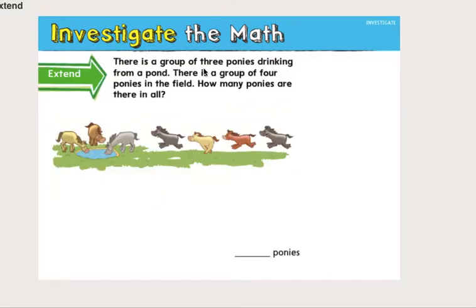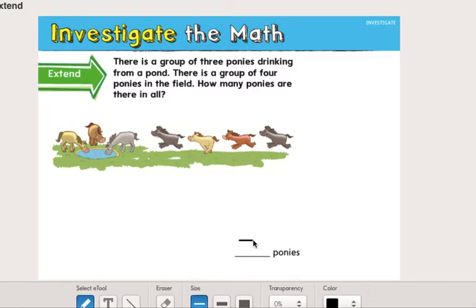There is a group of 3 ponies drinking from a pond. There is a group of 4 ponies in the field. How many ponies are there in all? 1, 2, 3, 4, 5, 6, 7. I will use my writing tool to write the number 7 on this line next to the word ponies. 7 ponies in all.